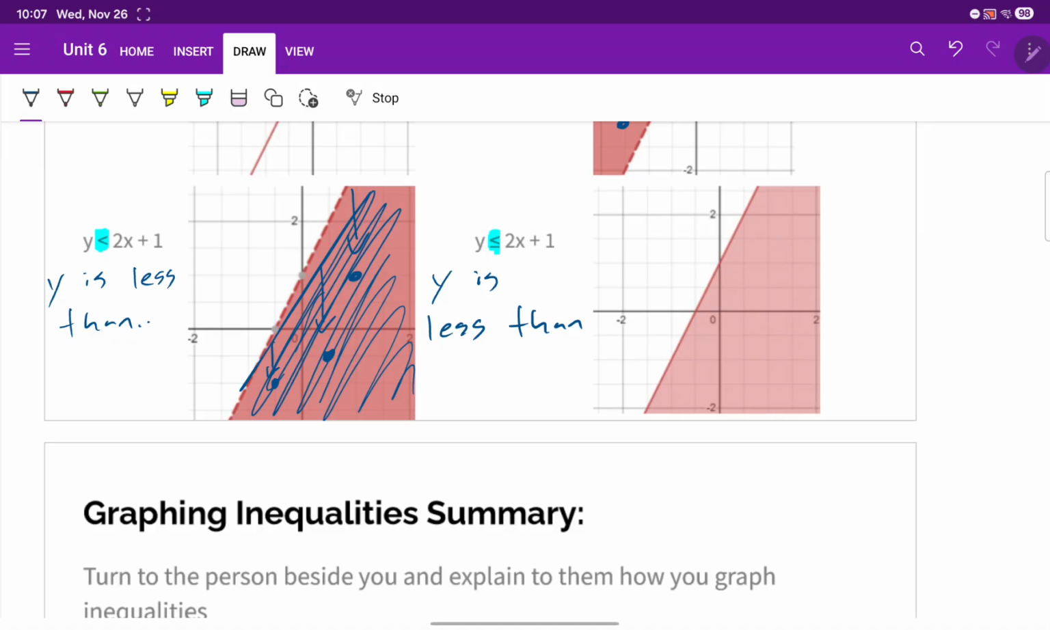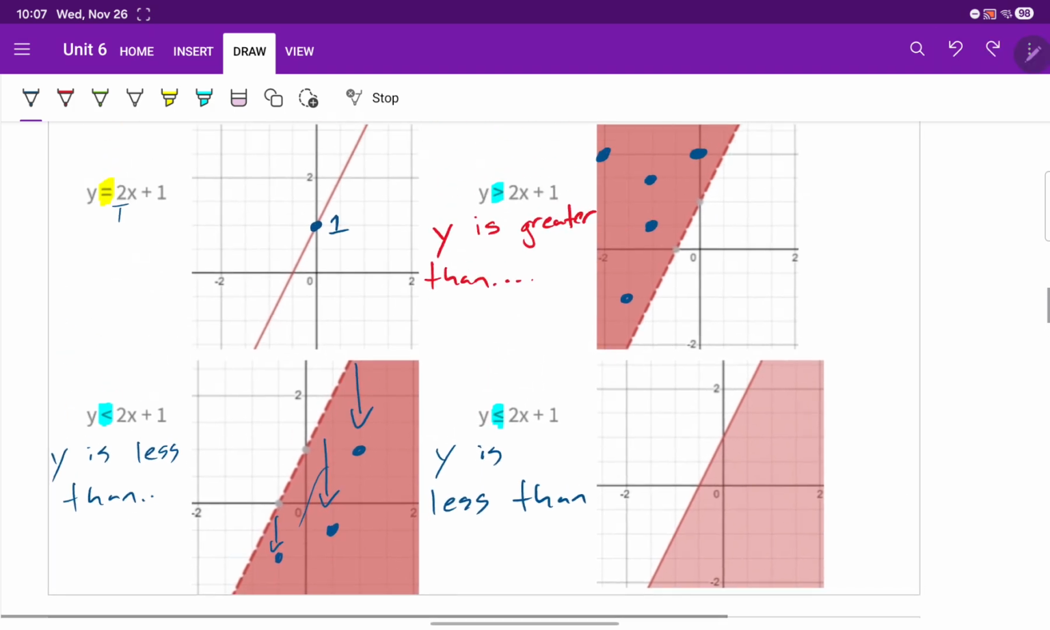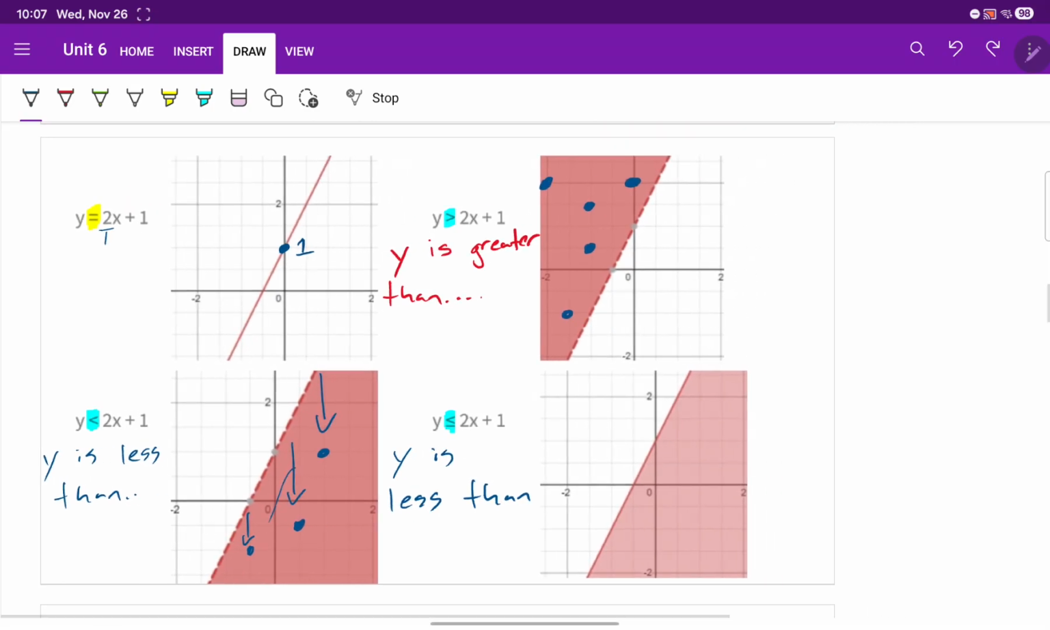This is how we graph or represent an inequality: we graph our line. Maybe you notice here that all of the lines look exactly the same because they're all 2x plus 1. We graph the line and then we shade in the region either above the line if it says y is greater than, or below the line if it says y is less than. So that's our first really key difference.